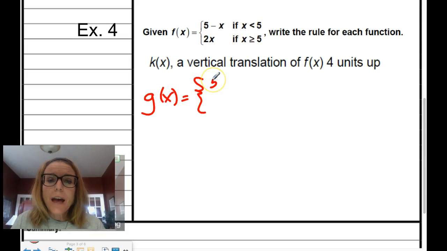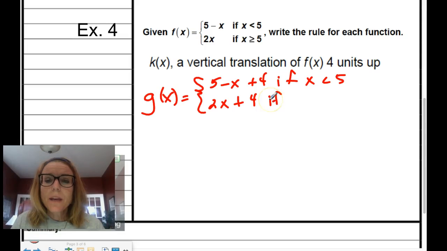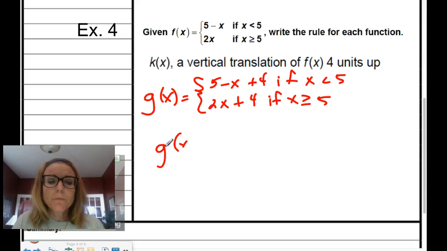So we have 5 minus x plus 4 if x is less than 5. And then we have 2x plus 4 if x is greater than or equal to 5. So we can combine like terms.